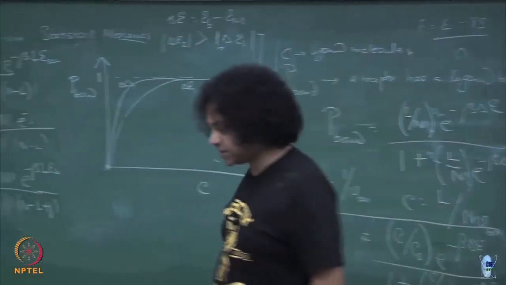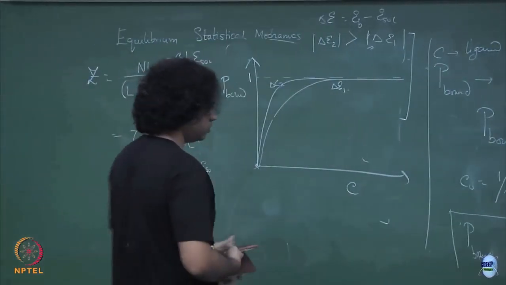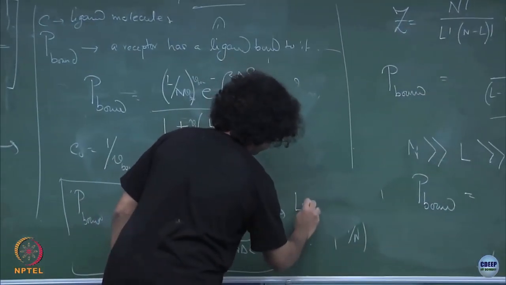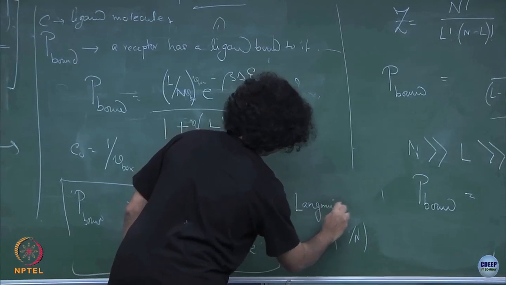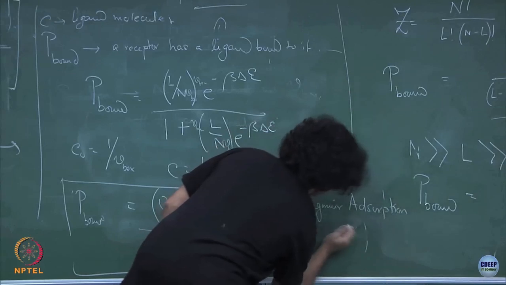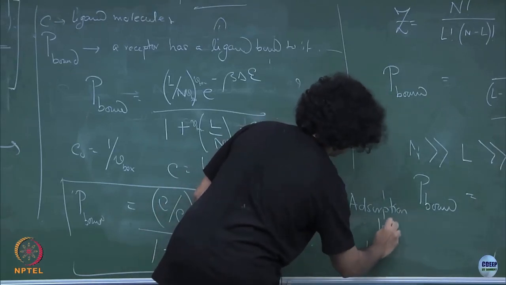This sort of a curve has a name. This is a very famous equation for binding. It is called the Langmuir adsorption isotherm.